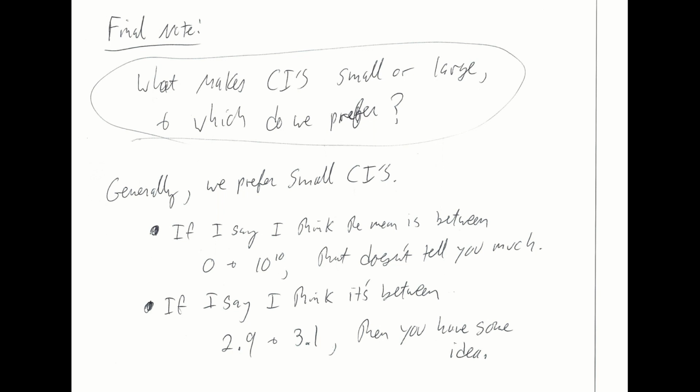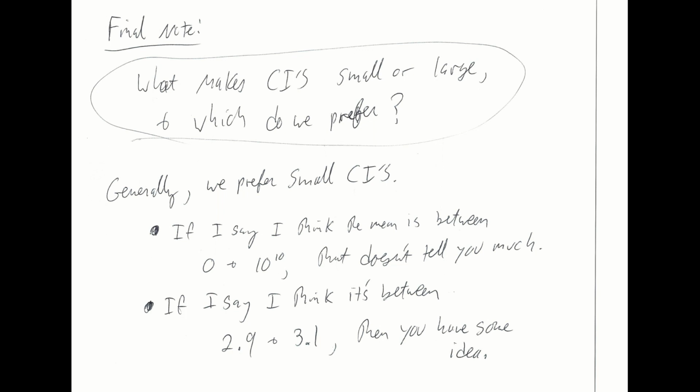Instead, you essentially get no information. If I tell you that the population mean is between negative infinity and infinity, you get exactly no information. You already knew that. If instead I give you a gargantuan interval of this type and tell you that I think the population mean is in there somewhere, that's not super helpful.